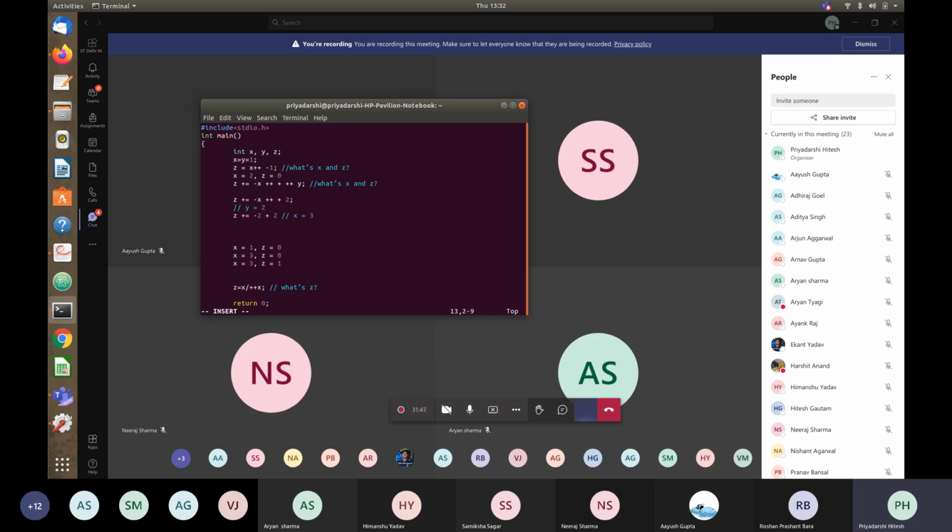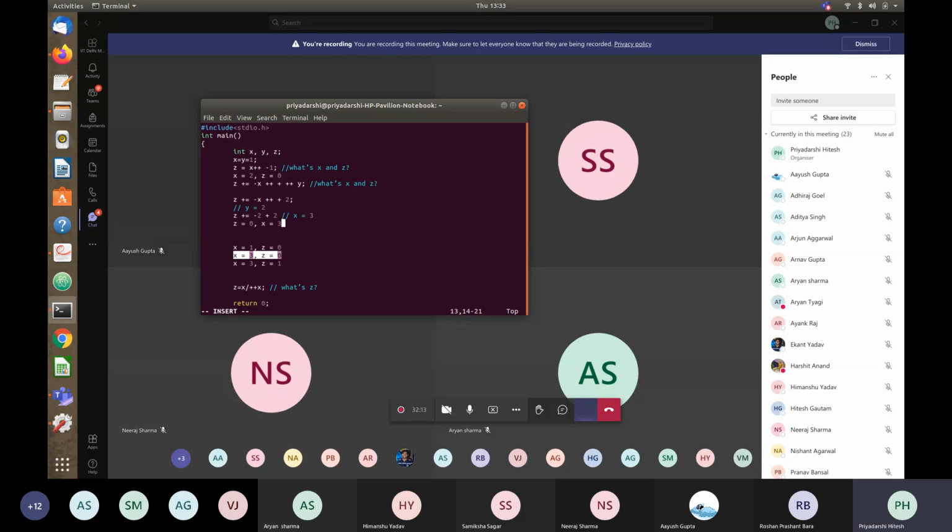So now what was z initially? Z was 0 here. Okay. So simply we are adding 0 to 0. So z is equal to 0 and x equals to 3. So this will be the right answer. X equals to 3, z equals to 0. So those of you who are getting x equals 1, z equals 0 and x equals 3, z equals to 1.